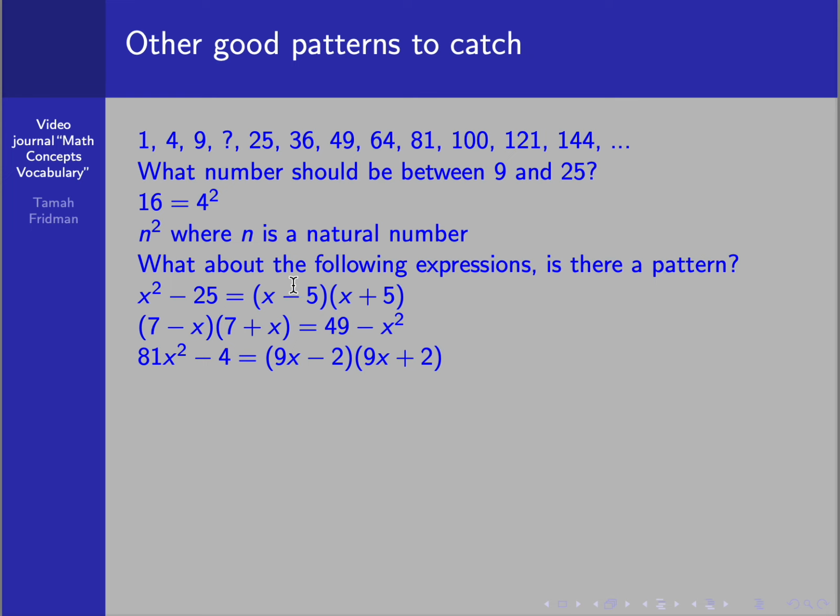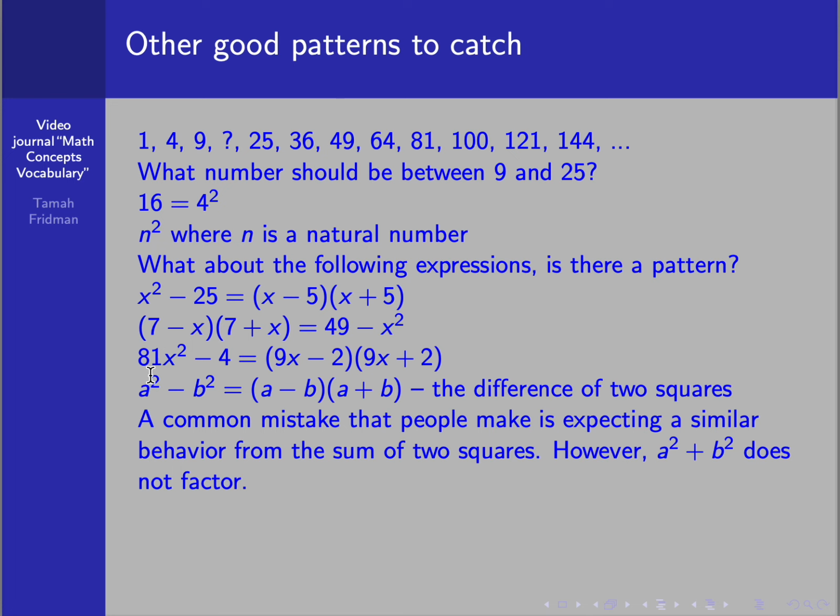Okay, now I'm sure you're tired. We're almost there. So what about the following expression? Is there a pattern that you could recognize? I was hinting at the difference of squares here, right? So the pattern is a squared minus b squared, which we can factor as a minus b times a plus b. So you can see that a is x here and b is 5 here. So we can break it into x minus 5 times x plus 5.